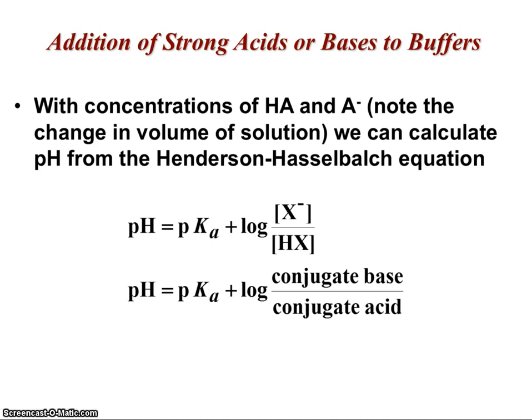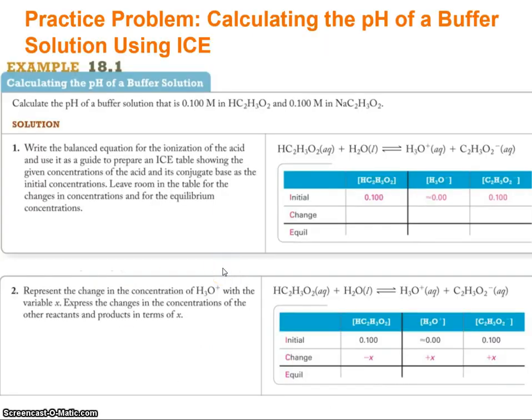It's in there. I've got it at the end of this lecture slide set, in the extra stuff. But there's no reason to memorize two things, and one thing will do if you can just convert a Kb to a Ka. Yep. So let's do one. Calculate the pH of a buffer solution that's 0.1 molar in acetic acid and 0.1 molar in sodium acetate. Well, set up my balanced chemical equation.